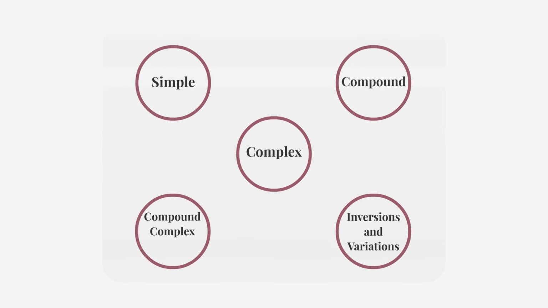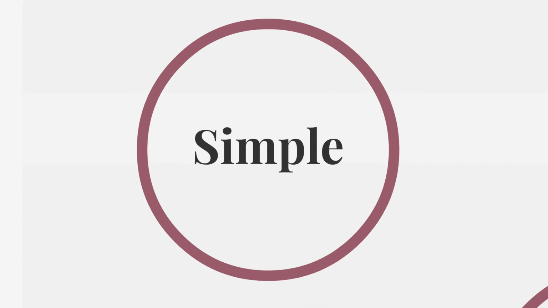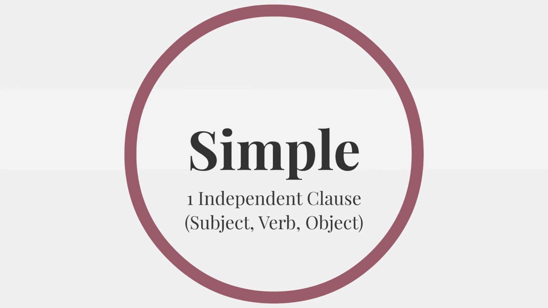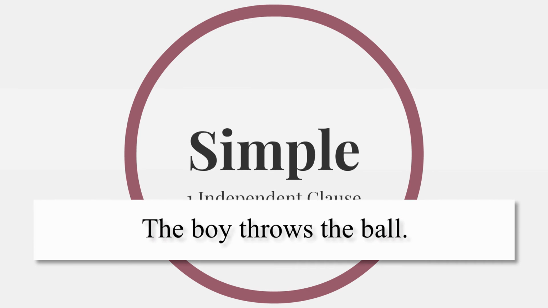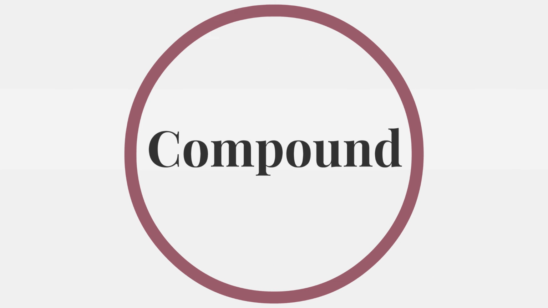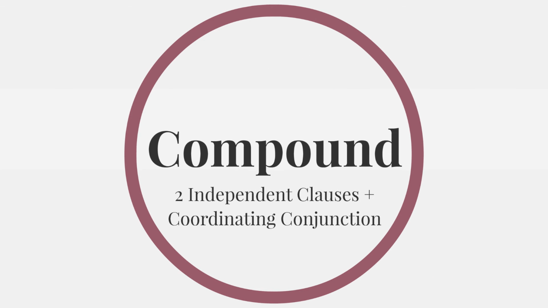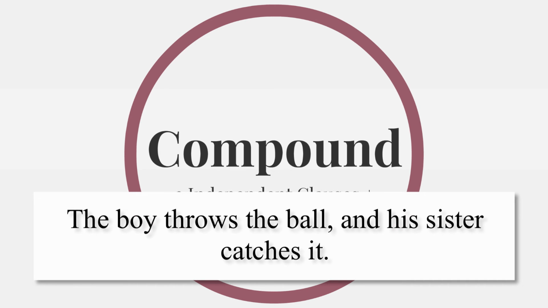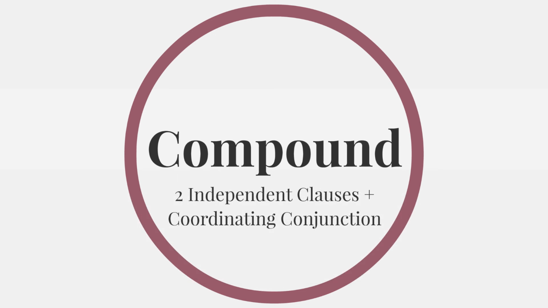The first is how things are ordered within simple sentences. Simple sentences consist of a single independent clause, like, the boy throws the ball. Compound sentences consist of two independent clauses, joined together by a coordinating conjunction, such as, the boy throws the ball and his sister catches it.